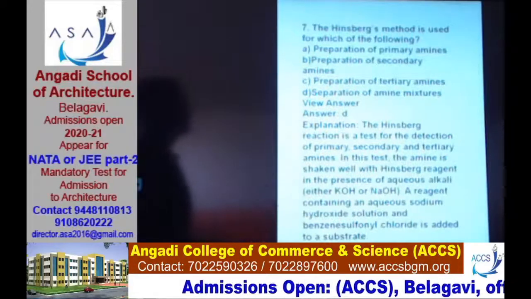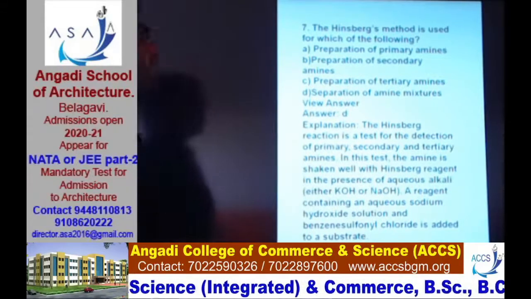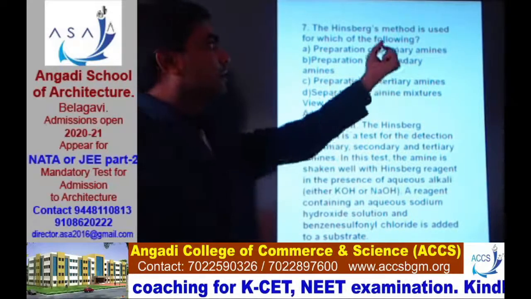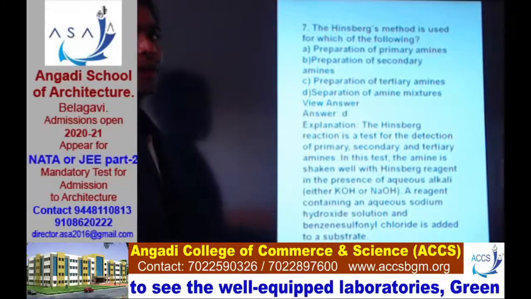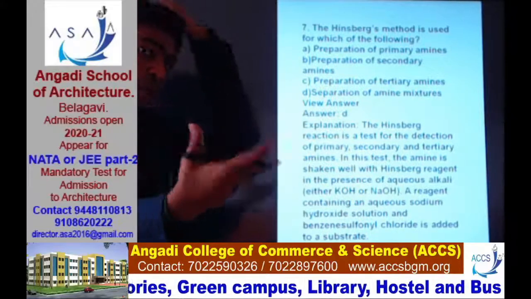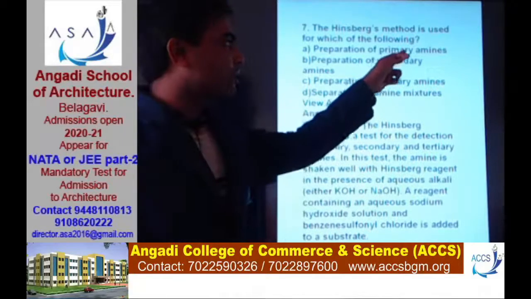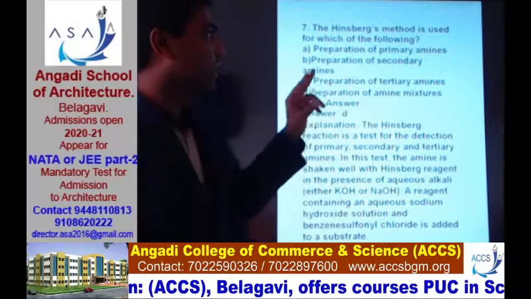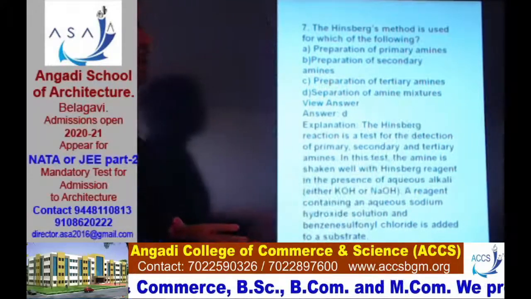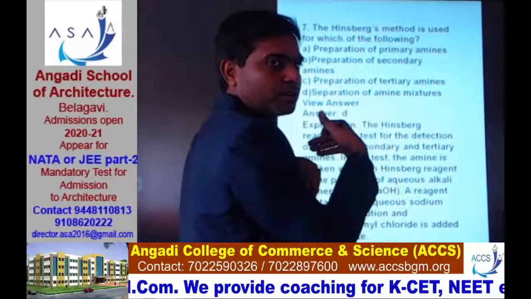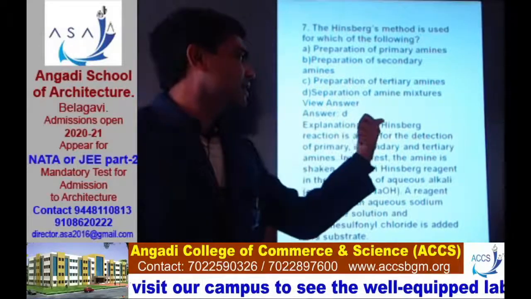Next question. The Hinsberg method is used for which of the following? Two minutes ago I told you the Hinsberg reagent forms an orange colour precipitate. The options are: preparation of primary amines, preparation of secondary amines, preparation of tertiary amines, and separation of amine mixture. The first three options are about preparation, so no chance. Directly we go for the answer, that is D, Hinsberg test. Okay, the explanation you can see.